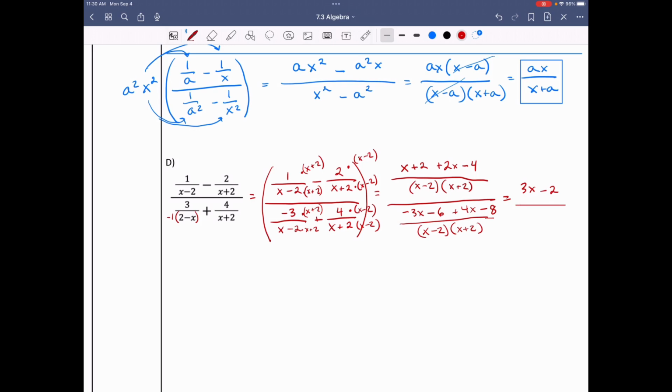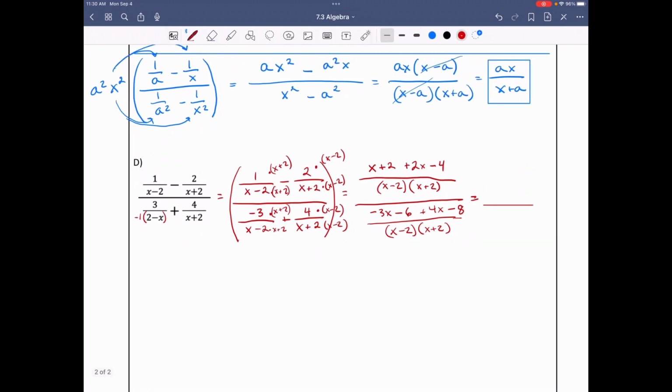I think I made a mistake. Hold on. I forgot that there's a minus right here, and so I made a sign error. This should actually be a minus 2x. And then this would be a plus 4. Okay. Sorry about that. So x minus 2x is going to be negative x, and 2 plus 4 is 6.